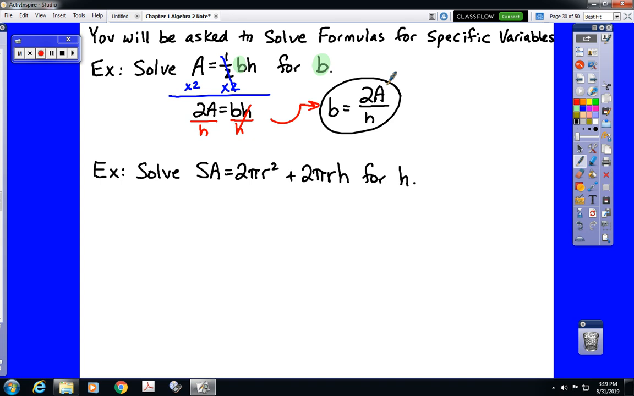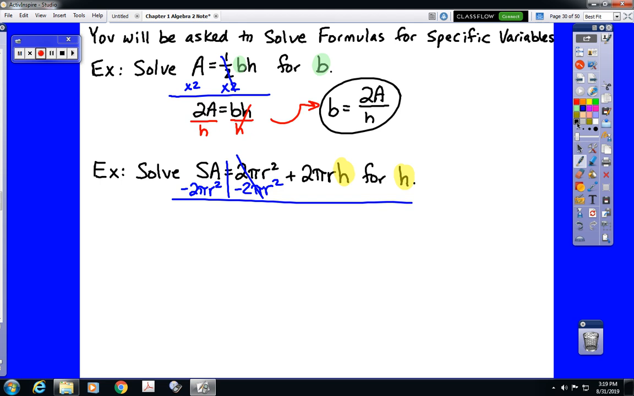In the next one here, we're looking at the surface area of a cylinder. Surface area equals 2 pi r squared plus 2 pi r h. And we're being asked to isolate, to solve for h. So to do that, we need to treat this like a regular equation. We need to get this term that contains the h by itself. So to do that, we would start by subtracting 2 pi r squared from each side of the equation.